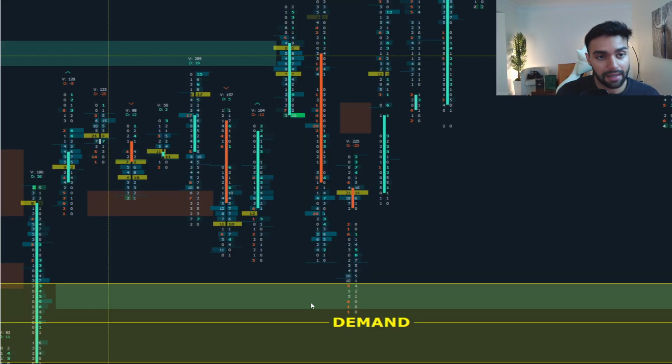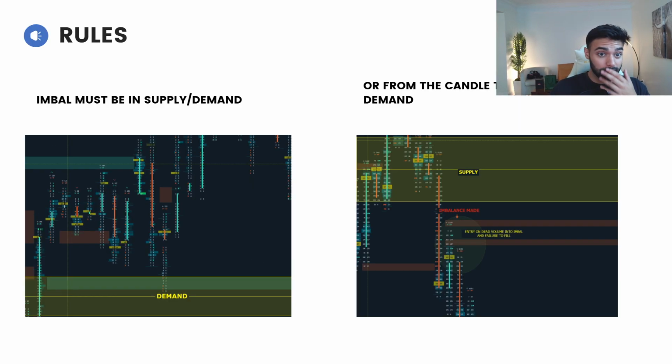This has to be aligned with, whoa, what is that sound? I don't know what that was. It has to be aligned with overall market sentiment and structure. It has to be aligned with the current supply and demand levels, and volume has to be on your side, which is why we wait for dead volume in these continuation imbalances. Now, again, there are some rules you need to follow with this, right?